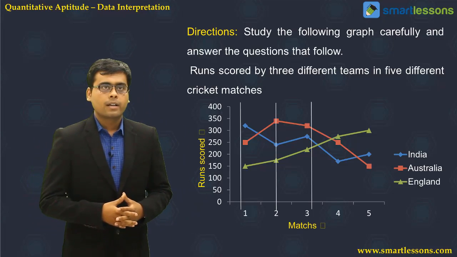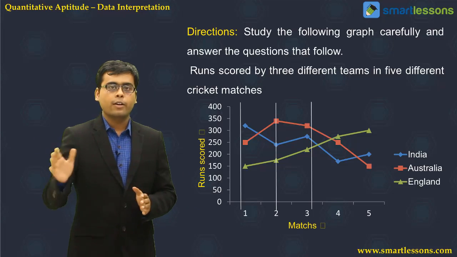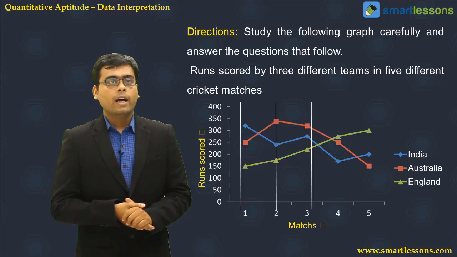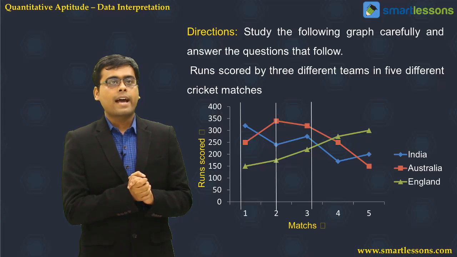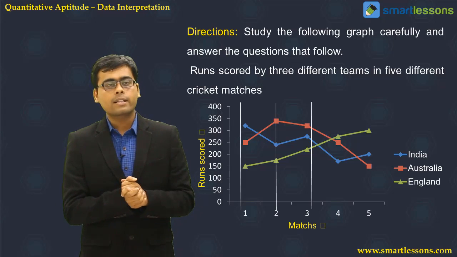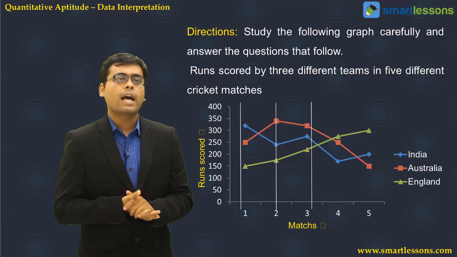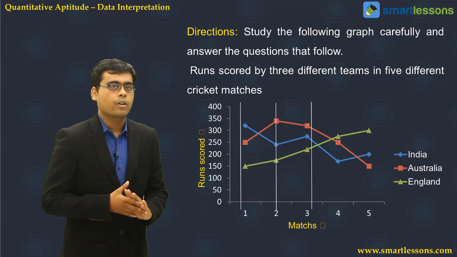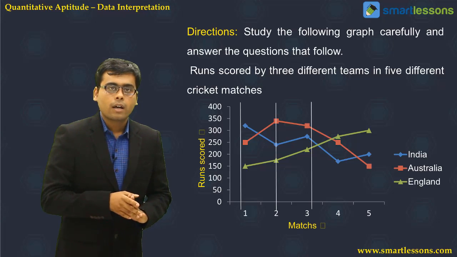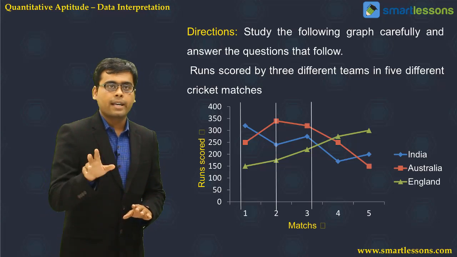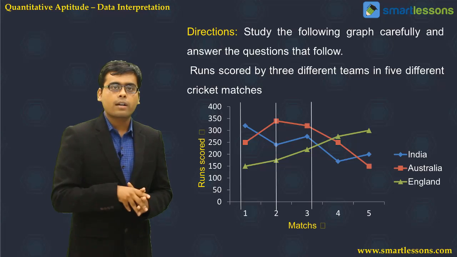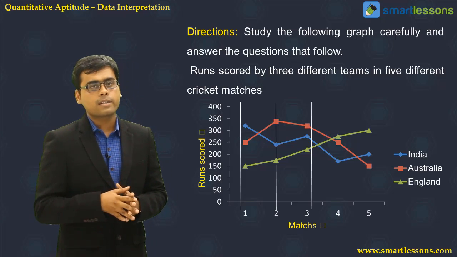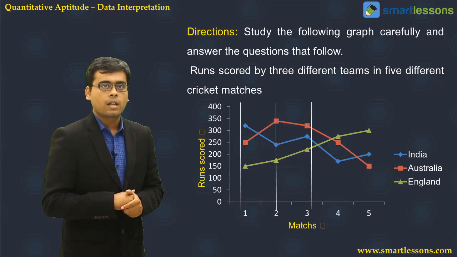Well, now let us move to the next type of representation, that is line graph. Now the directions are given. You can see on the screen that this is a typical line graph. You can see 3 lines in this graph. One is the blue one, which represents Team India. One is the red one, which represents Team Australia, and the green one represents Team England.